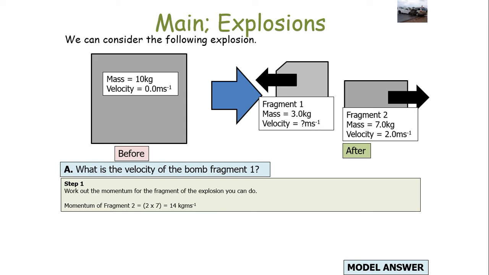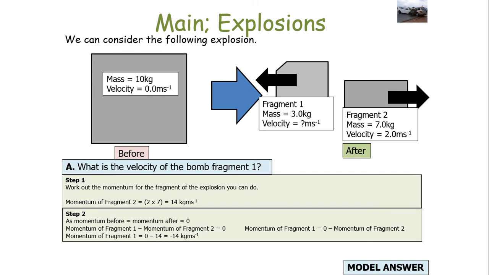Well, step 1, work out the momentum for the fragment which you can, and you know the mass of fragment 2, you know the velocity of fragment 2. So momentum is mass times velocity, so it's 7 times 2, our answer is 14 kilogram meters per second.